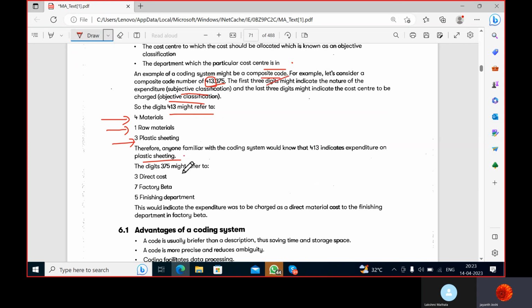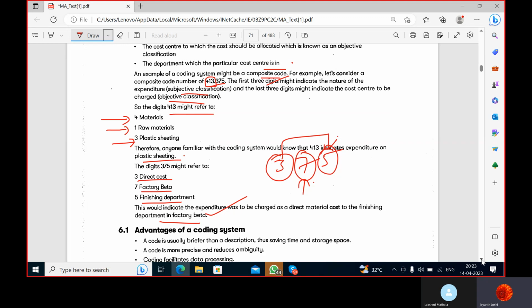So digit 375 might refer to what? 3 direct cost, 7 factory beta, and 5 finishing department. Okay. So this would indicate expenditure was charged as direct material cost to the finishing department in factory beta. See, this code says there is a direct cost and there is a finishing department in some factory. So this direct cost we have incurred on the finishing department in this factory called beta.